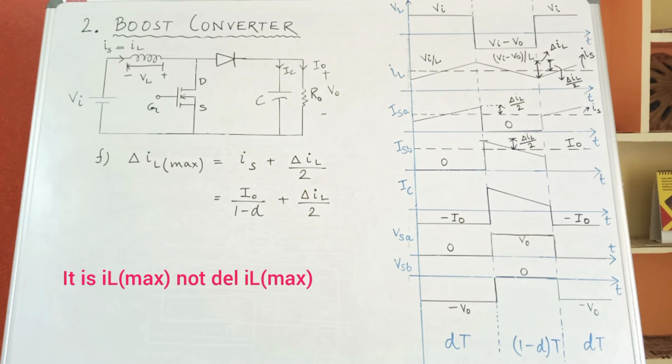Please ignore the delta sign placed in front of IL max. That is why I have written in red that it is actually IL max, not del IL max. So, IL max is equal to the average value Is plus del IL by 2. And again IS was calculated out to be I naught by 1 minus d. So IL max can be written as I naught by 1 minus d plus del IL by 2.